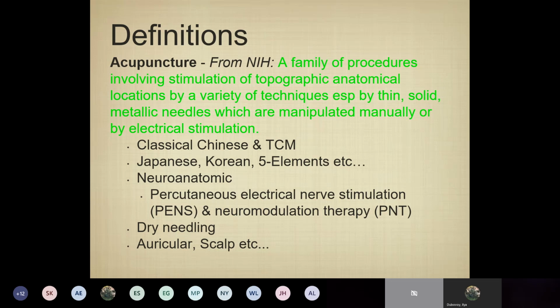There are, of course, the modern methods of neuroanatomic acupuncture called percutaneous electrical nerve stimulation, or PENS, very similar to TENS, transcutaneous electrical nerve stimulation. Very well described in the anesthesia literature and something that we will talk about in this presentation as well. There's, of course, trigger point use with dry needling, and there are more exotic techniques like auricular acupuncture and scalp acupuncture that rely on so-called microsystems.